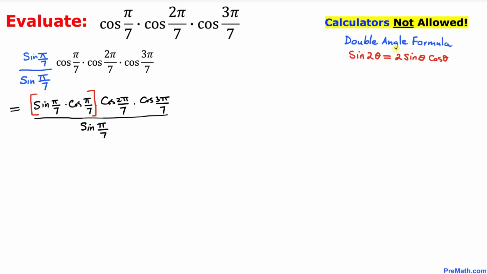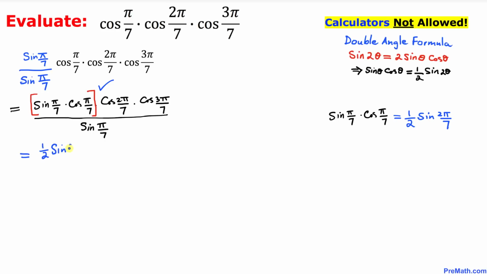We are going to use the double angle formula, sine of 2 theta equals 2 sine theta cosine theta. If I divide both sides by 2, sine of theta times cosine of theta can be written as 1 over 2 times sine of 2 theta. So sine of pi over 7 times cosine of pi over 7 can be written as 1 over 2 times sine of 2 pi over 7. So this bracket becomes 1 over 2 sine of 2 pi over 7 times cosine of 2 pi over 7 times cosine of 3 pi over 7, and everything is divided by sine of pi over 7.